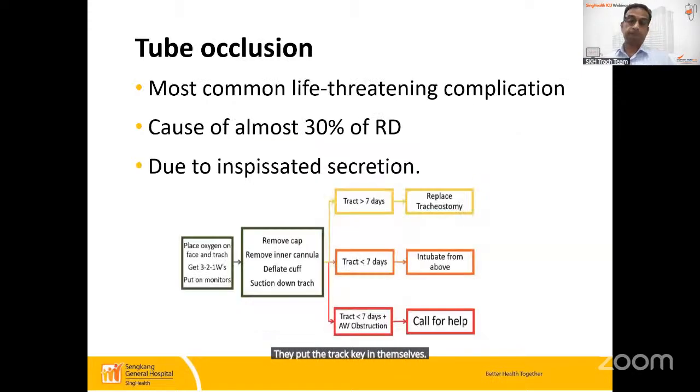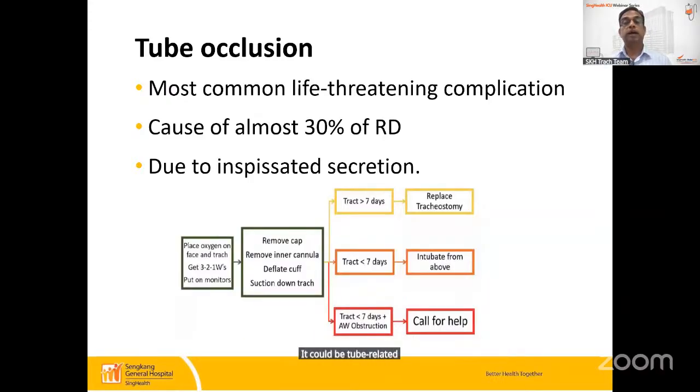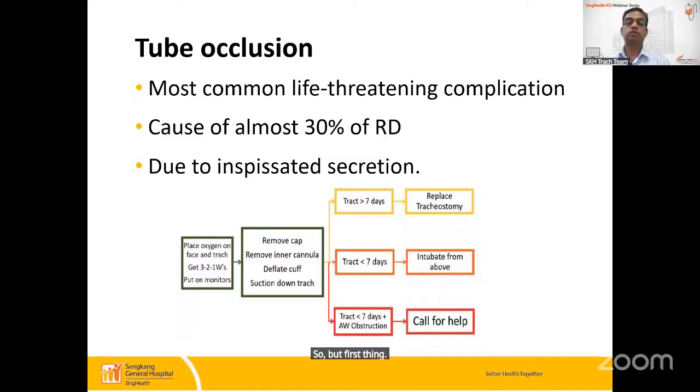Okay, let's say the patient has a tube occlusion. How do you know? They present with sudden respiratory distress. It could be tube related, or it could be airway spasm or pulmonary edema or pneumothorax. But the first thing is to take the tube out of the equation. So think about tube occlusion here. It's more common. It causes almost 30% of the respiratory distress.